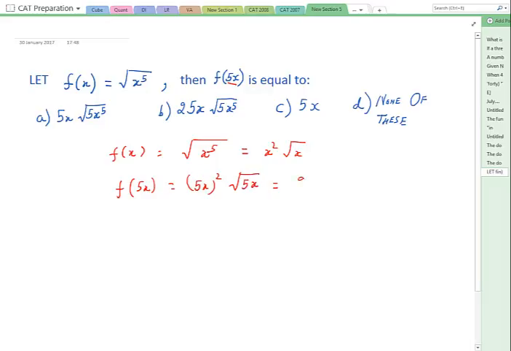And this becomes 25x square into root 5x. Or you can write it as 25 root 5 x square root x. None of the answers match this option, and hence none of these is the correct answer.